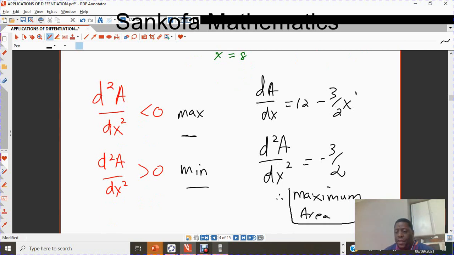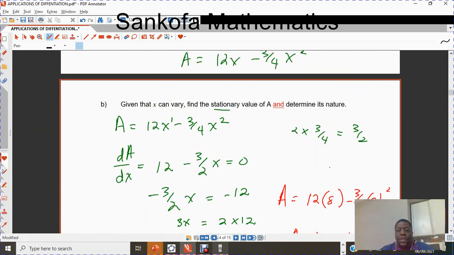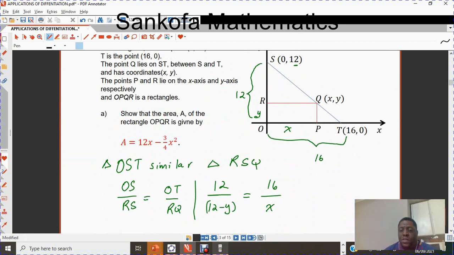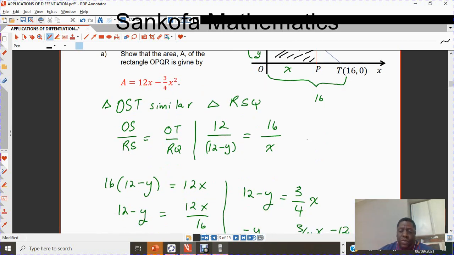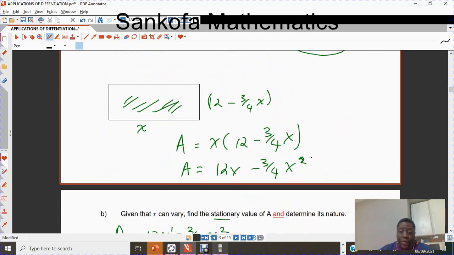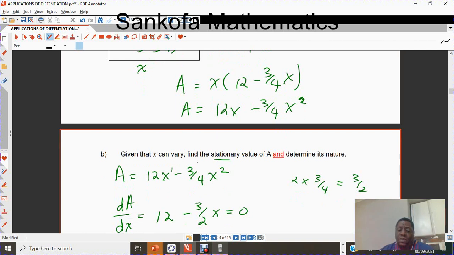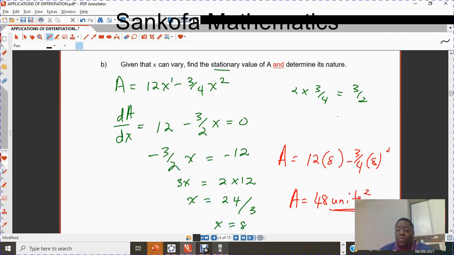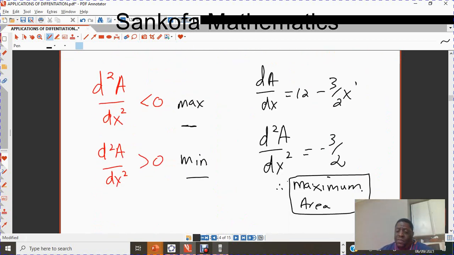When you are supposed to determine the nature, you use the second derivative. Make sure that you run through the question again and understand that we always need to write y in terms of x in order to find the area. Once we have done that, we can find the area of the rectangle, which is very straightforward. We use that y value, substitute it in, and find the area of the rectangle. Given that x can vary, to find the stationary value you differentiate A with respect to x and let that equal 0, because we're saying stationary value. Then to determine the nature, we do the second derivative and determine whether it's a maximum area or a minimum area. In this case, you saw that it's a maximum area.